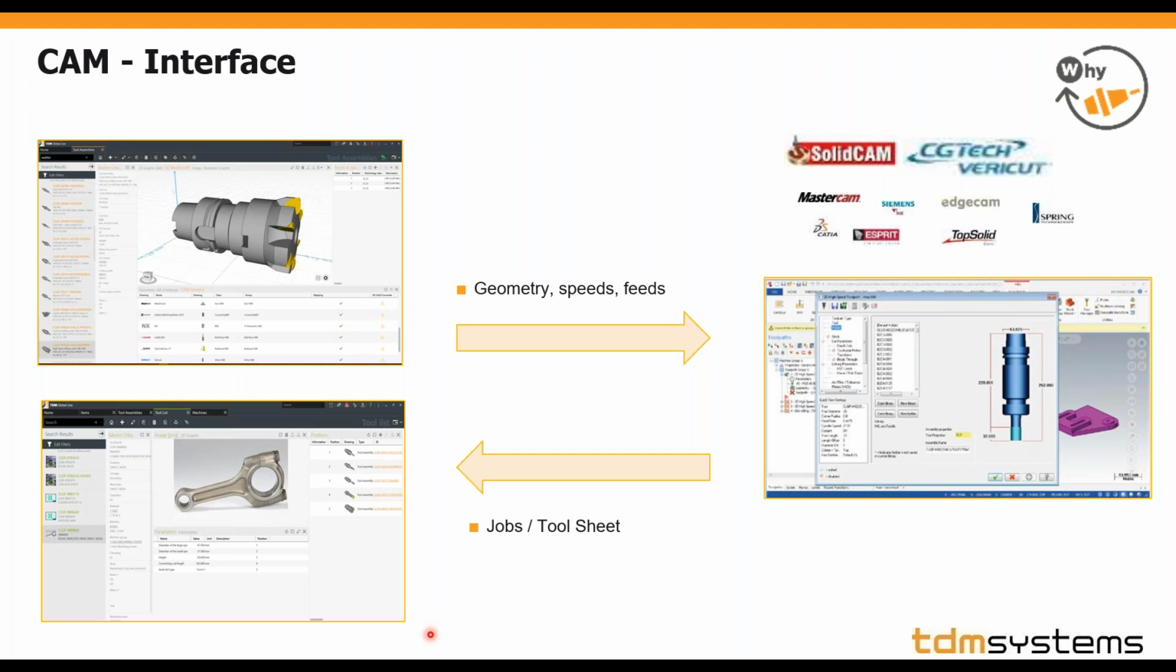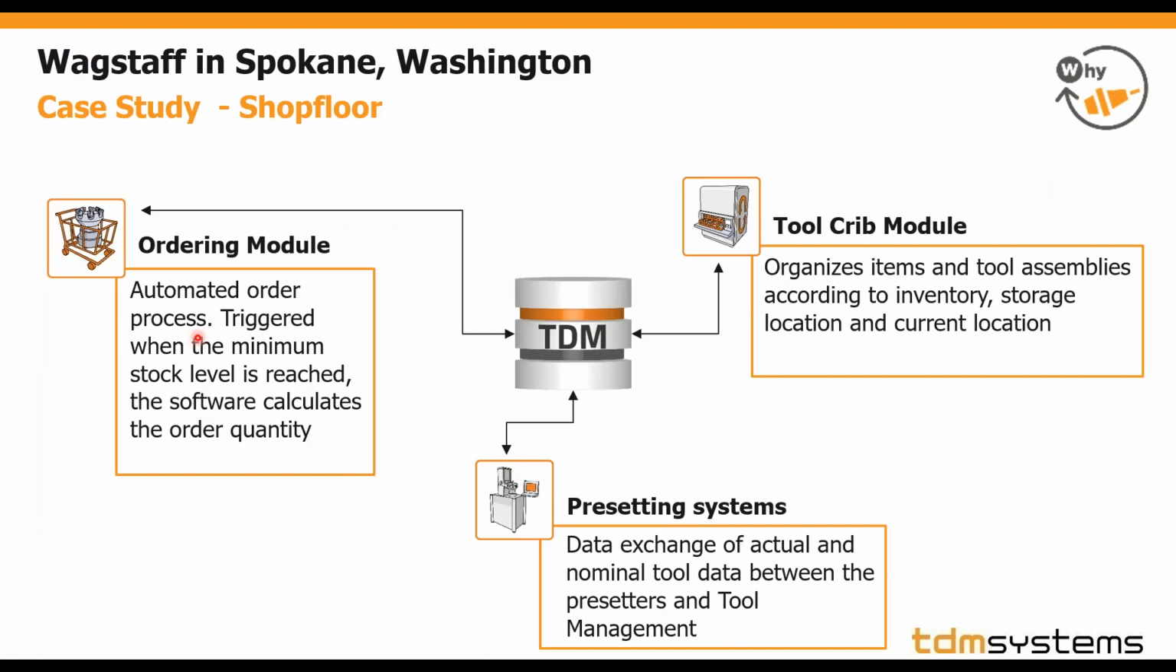And if you look down on the shop floor, what they're using there is an ordering module. So they make sure that stocks are almost always full. The order process is automated. It's triggered when a minimum stock level is reached, and of course, the software automatically calculates the order quantity. They have a tool crib module, so you have stock locations for items and assemblies; the tool crib is organized, let's put it that way. And they have integrated presetting systems in this tool management cycle.